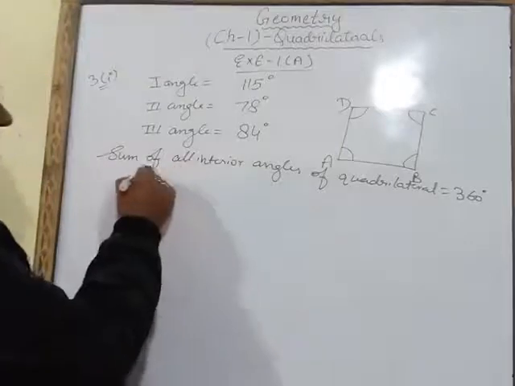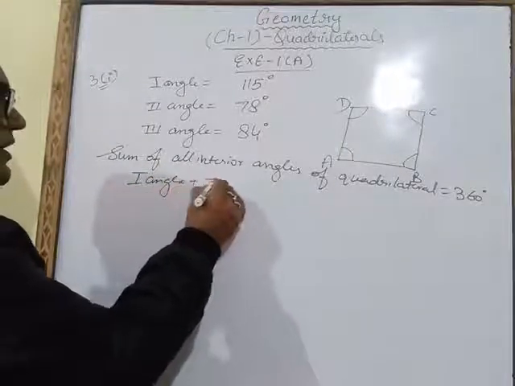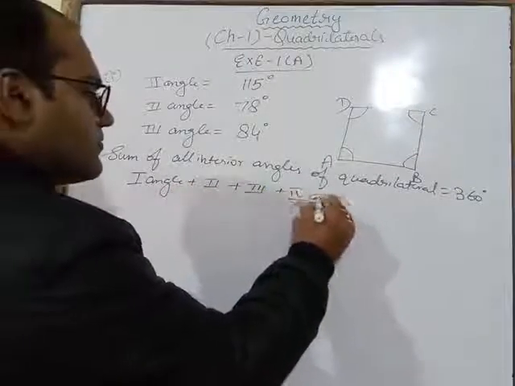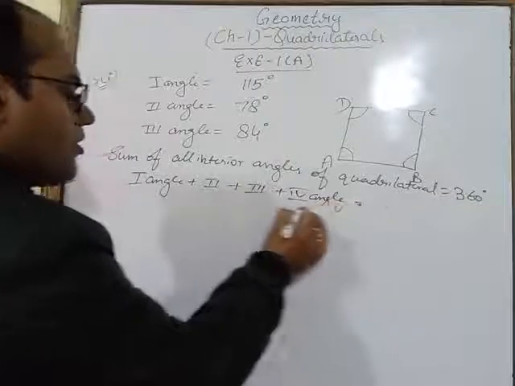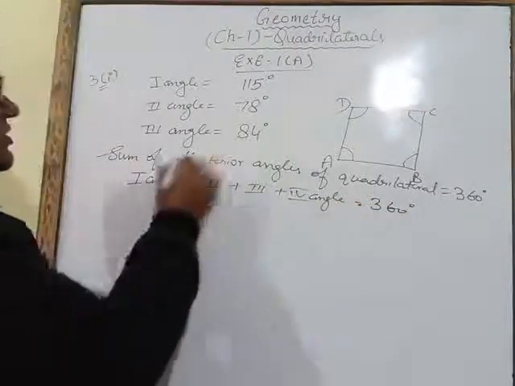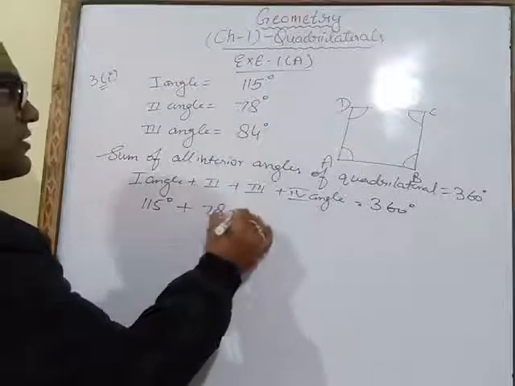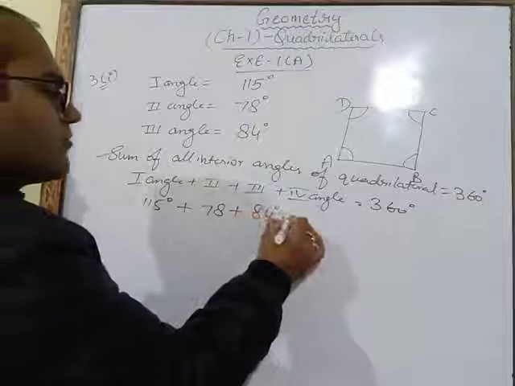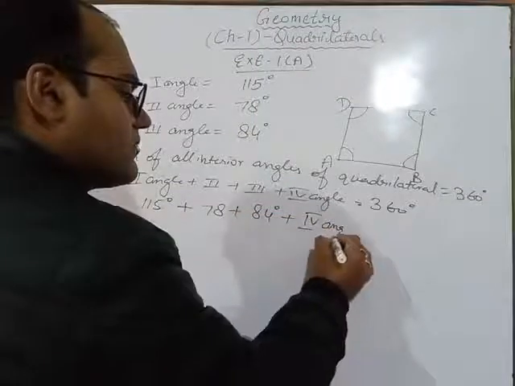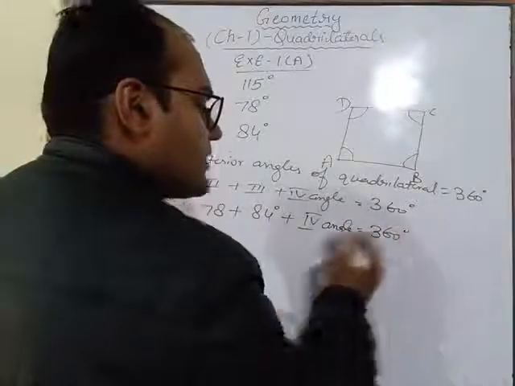Now on the left hand side we will add all the angles: first angle plus second angle plus third angle plus fourth angle. The sum of all these four angles is equal to 360. The first one we know is 115, the second is 78, the third is 84, and the fourth we don't know, so we will write it as the 4th angle, because we don't know its value, is equal to 360.